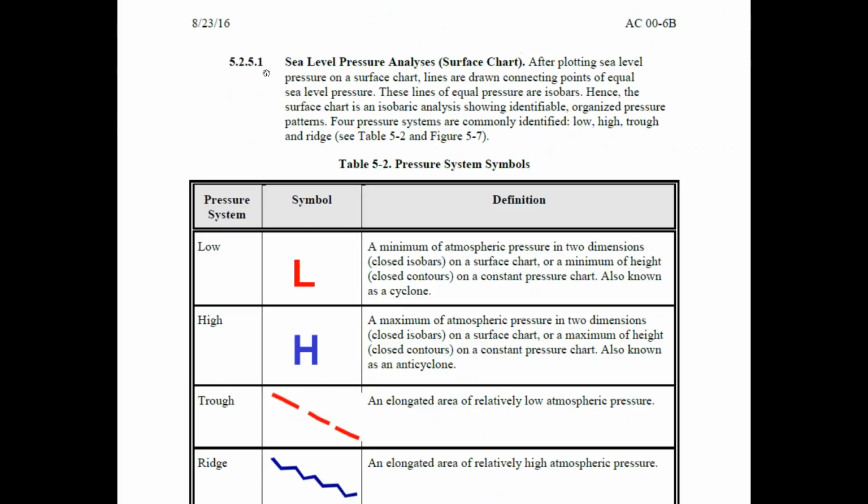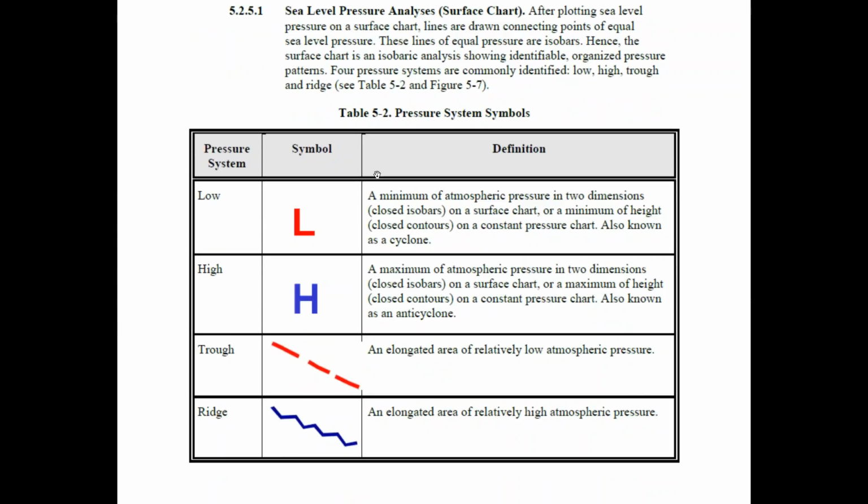Sea level pressure analysis surface chart. After plotting sea level pressure on a surface chart, lines are drawn connecting points of equal sea level pressure. These lines of equal pressure are isobars. Hence, the surface chart is an isobaric analysis showing identifiable organized pressure patterns. Four pressure systems are commonly identified, and everybody's probably heard and seen these: low, high, trough, and ridge. And this kind of explains what they are.